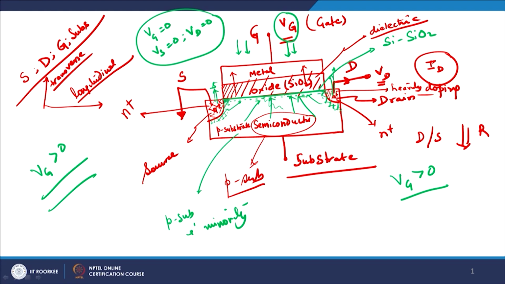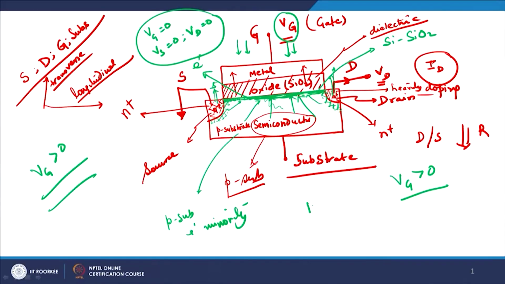So you have a large density of electrons here. Now, these electrons are coming from where? Coming from the source, drain and the substrate. Initially it was p type. Now, let us suppose I am increasing the gate voltage, and more and more electrons are coming here.